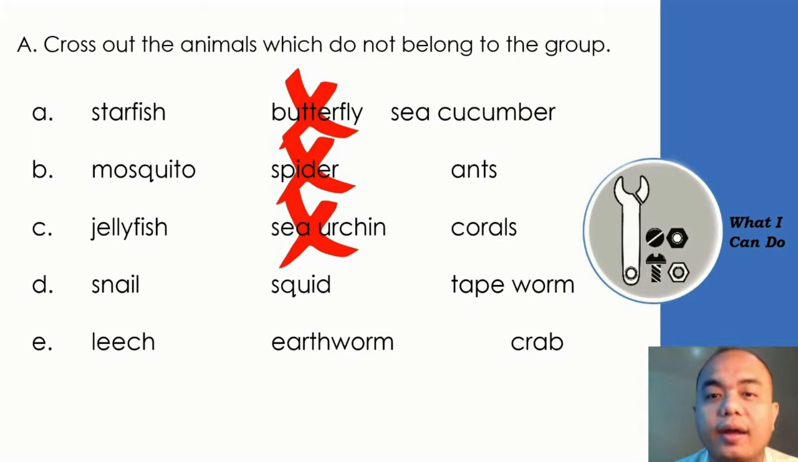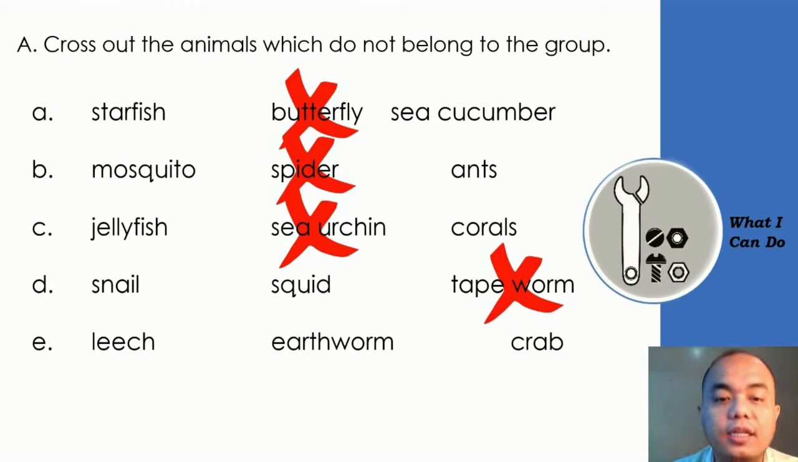Letter D. Snail, squid, and tapeworm. What should be crossed out? Correct, the tapeworm. Because the snail and the squid are mollusks, while the tapeworm is a platyhelminth or flatworm.